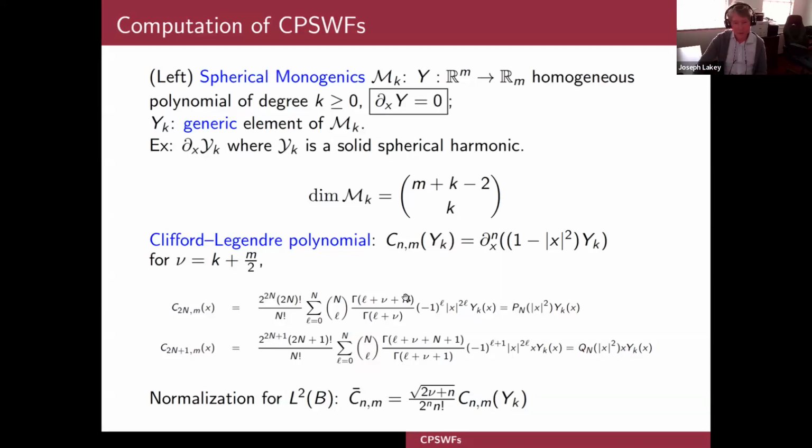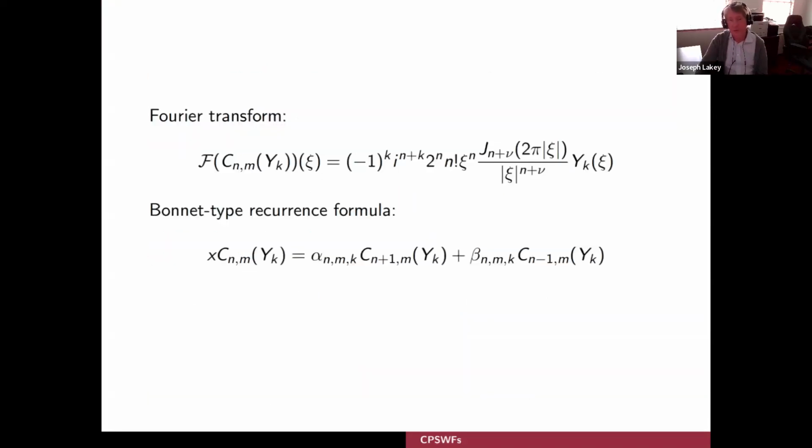Okay, so you get these Rodrigues formulas that I have in small font there. And if I put a bar over these things I'm calling Clifford Legendre polynomials, that just means I'm normalizing them to have L2 norm 1 with respect to the volume measure in the unit ball in R^m. So that's what a bar over the Clifford Legendre polynomials is. There are formulas for the Fourier transforms of these. They're simply Bessel functions with a power of the Fourier variable in the denominator. And we use this nice property of spherical harmonics, which also goes over to spherical monogenics, which is that you can pass them through the Fourier transform.